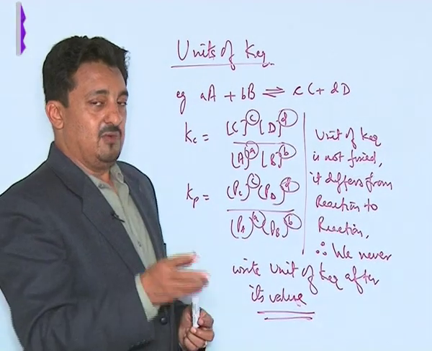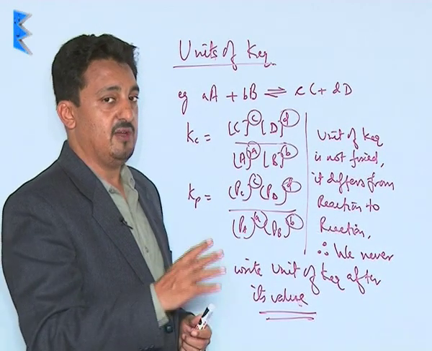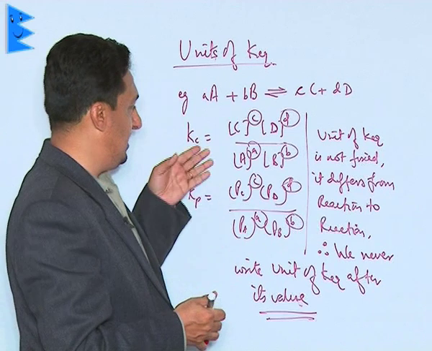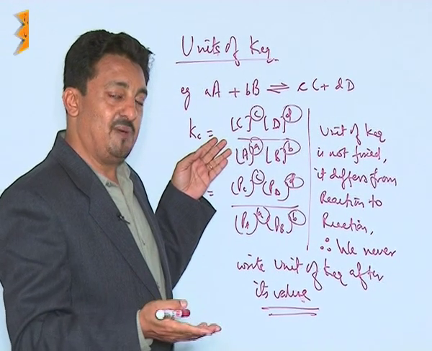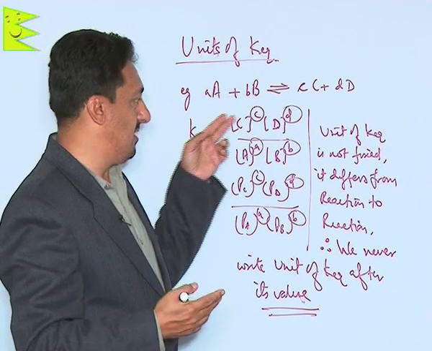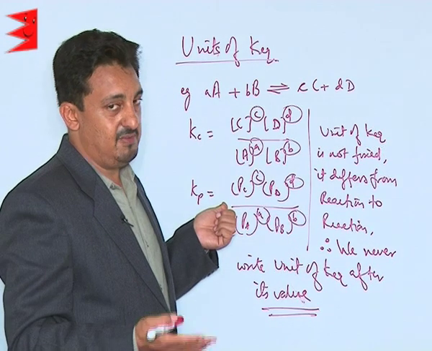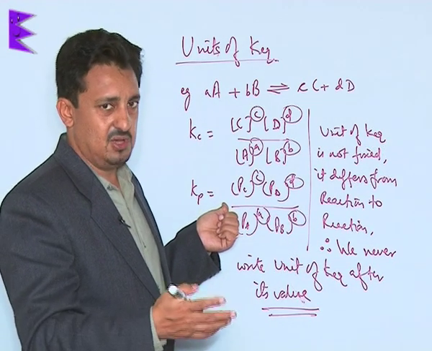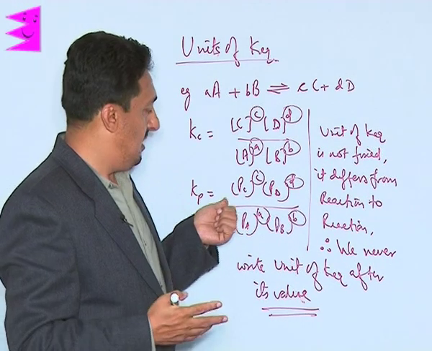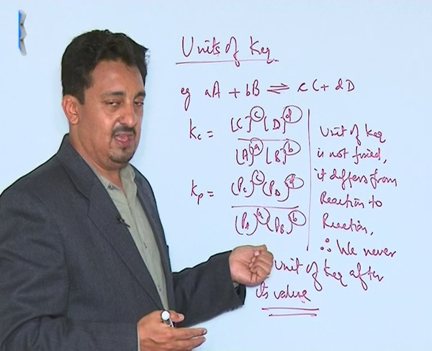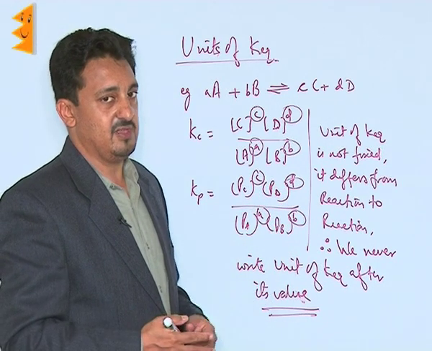So we only write the value, whatever value it has, without any unit. But if we want to find out, yes, we can. If everything is given in terms of concentration, it will be in moles per liter to the power something, because it again depends on c, d, a and b. If it is expressed in terms of Kp, with partial pressures, it will be in atm or pascals, or whatever unit of pressure you have taken, to some power, because it again depends on c, d, a and b. So generally we don't write the units, we simply write the value of the equilibrium constant.